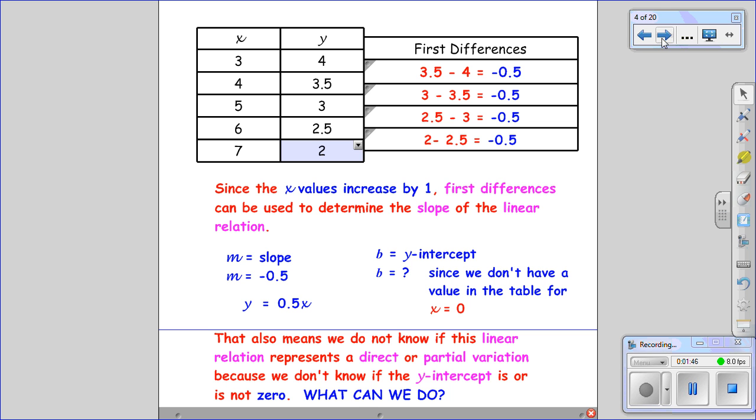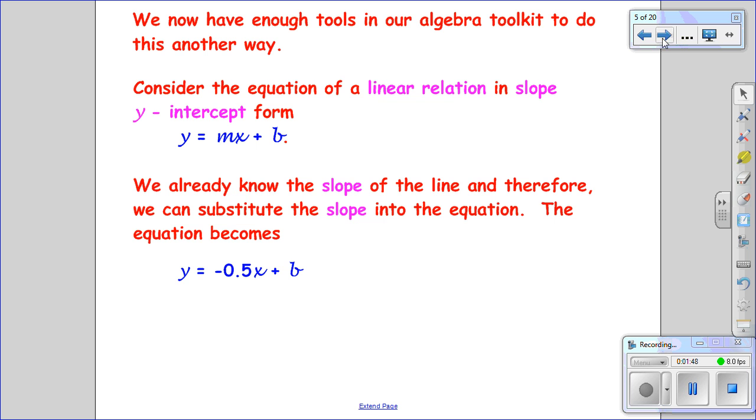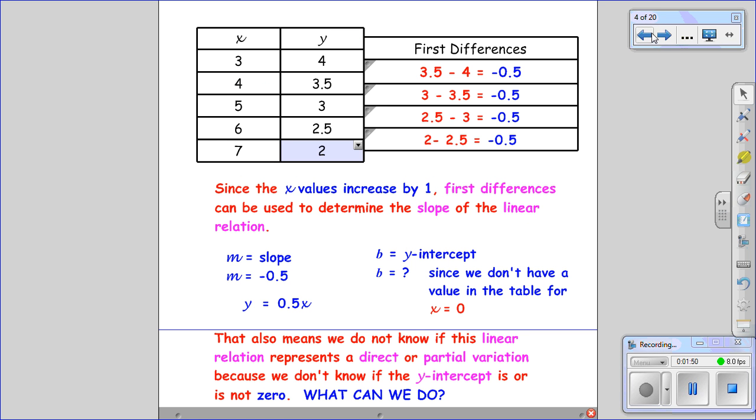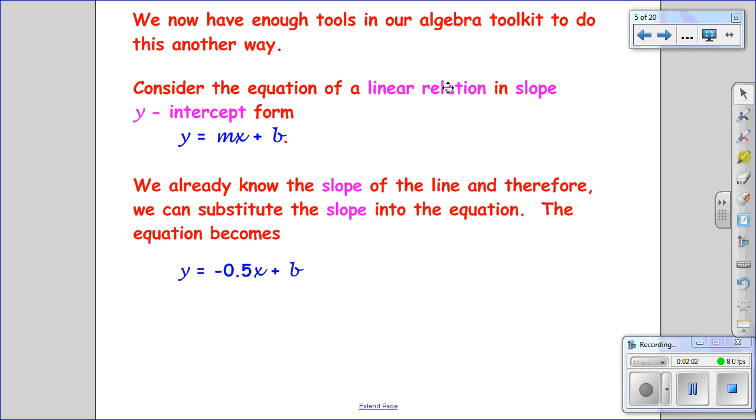We have a few options. We could plot the points and graph the line. We could continue our pattern in the table and go backward, but we don't want to do all of that. That's what we had to do the other day in order to find that equation. We know a lot more algebra now. So our algebraic toolkit is going to help us to figure out the equation of the line.